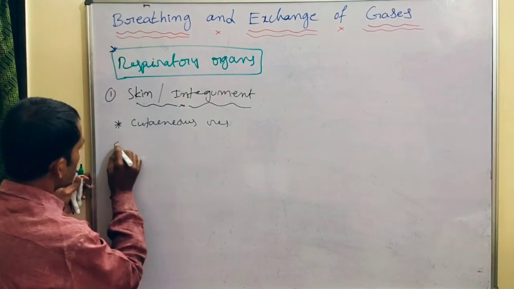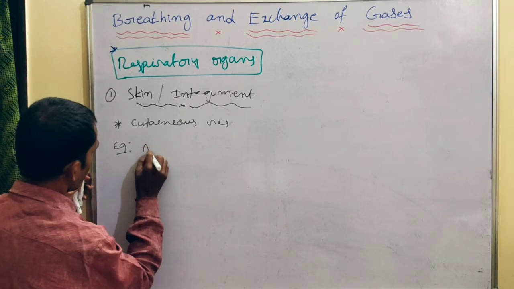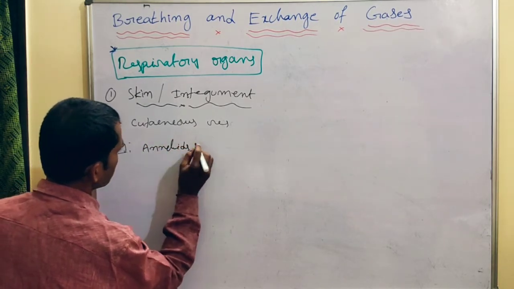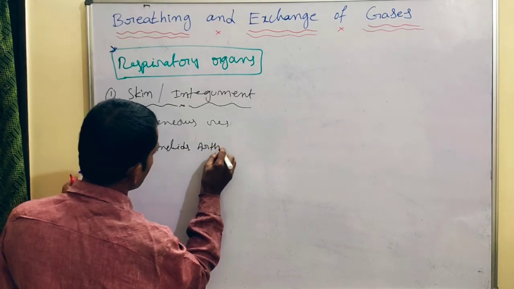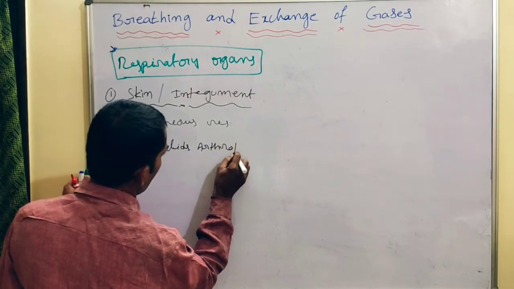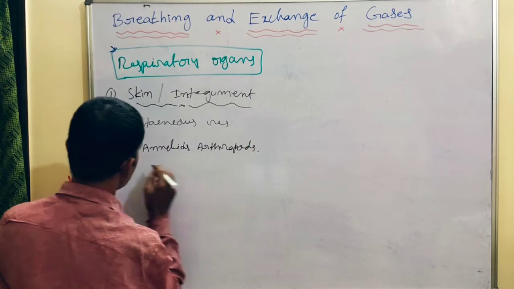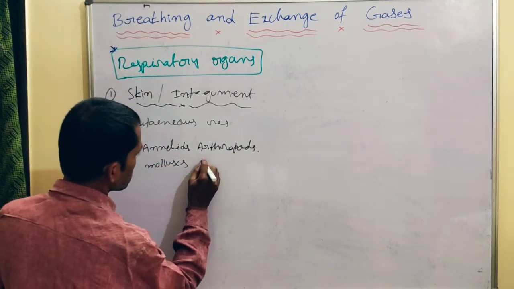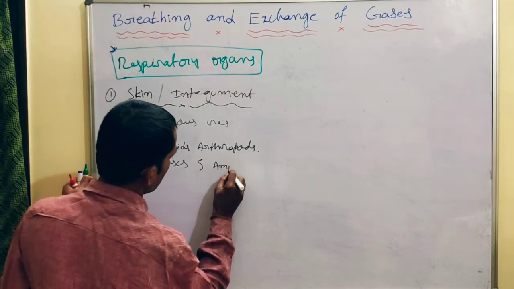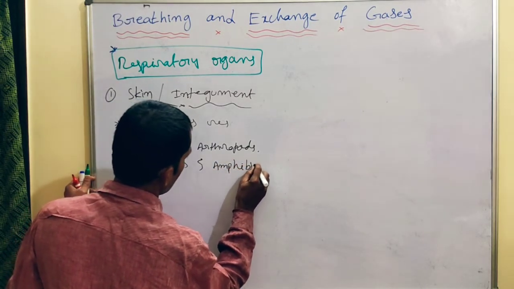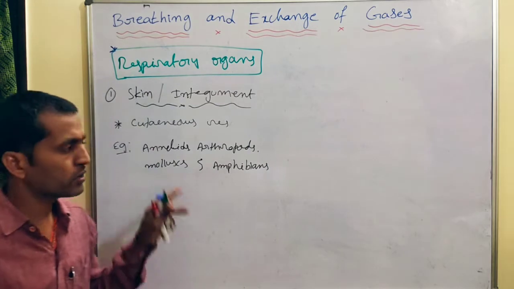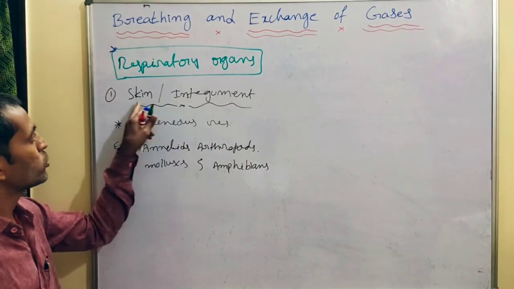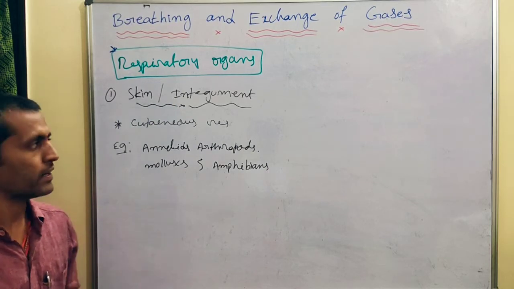Some examples for this are among annelids, arthropods, mollusks and amphibians. Among these animal groups, the exchange of gases takes place through the integument or skin.